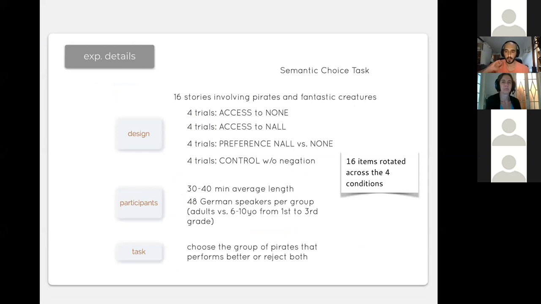Just to recap this experiment, we had 16 stories, 4 trials for every condition: access to implicature violation, access to implicature support, preference, and 4 control trials without negation. And we rotated the 16 stories through these 4 conditions. And we had 48 German speakers per group, 48 adults and 48 children, 6 to 10 year old elementary school children, German speaking, of course, for each experiment. So we had in total some 200 participants. And yeah, and these are the offline results.